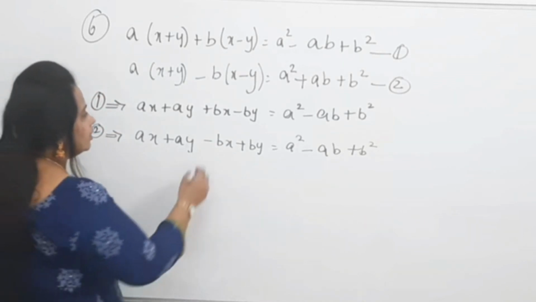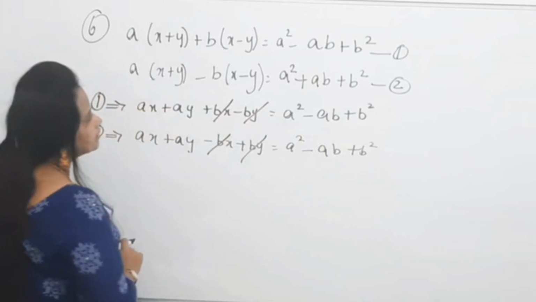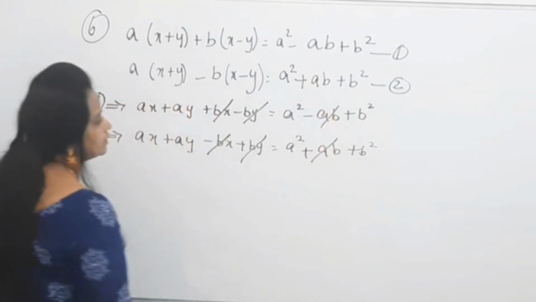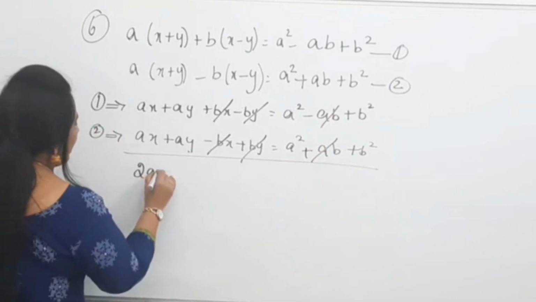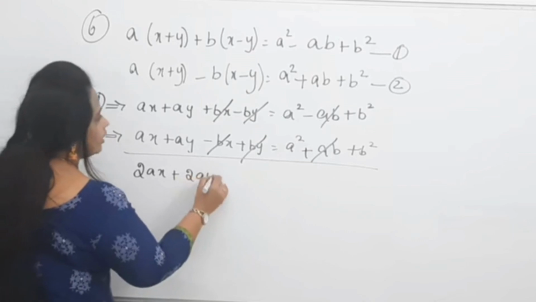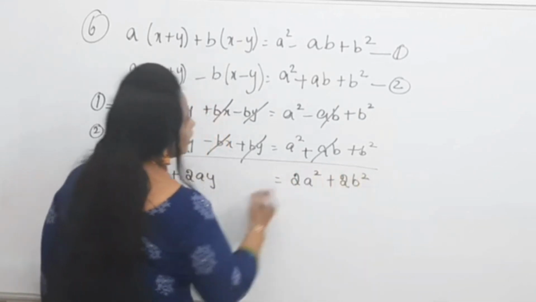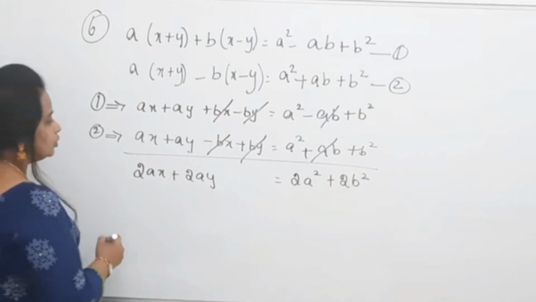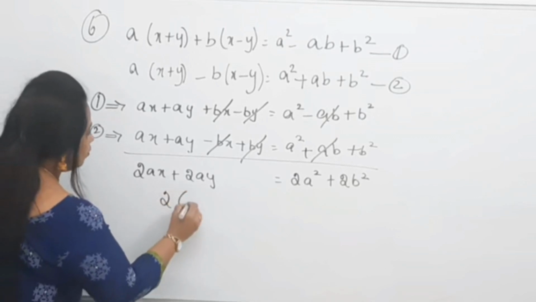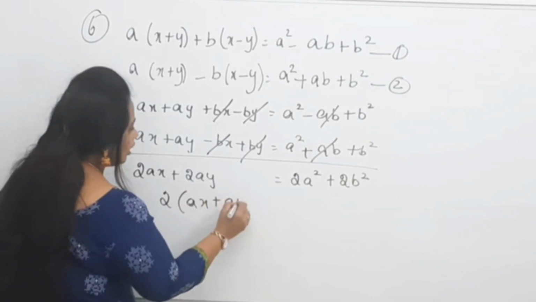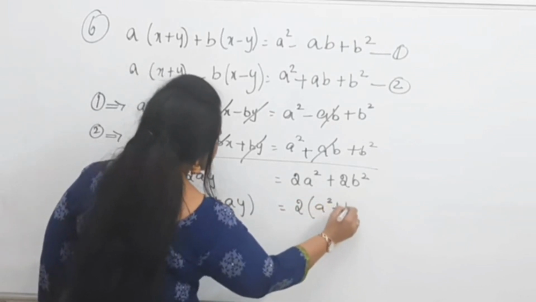I could see that when I add, this gets cancelled and this gets cancelled. Now I'm left with 2ax plus 2ay is equal to 2a square plus 2b squared. So I am going to take out the common. My 2 is common, so ax plus ay is equal to a square plus b squared.